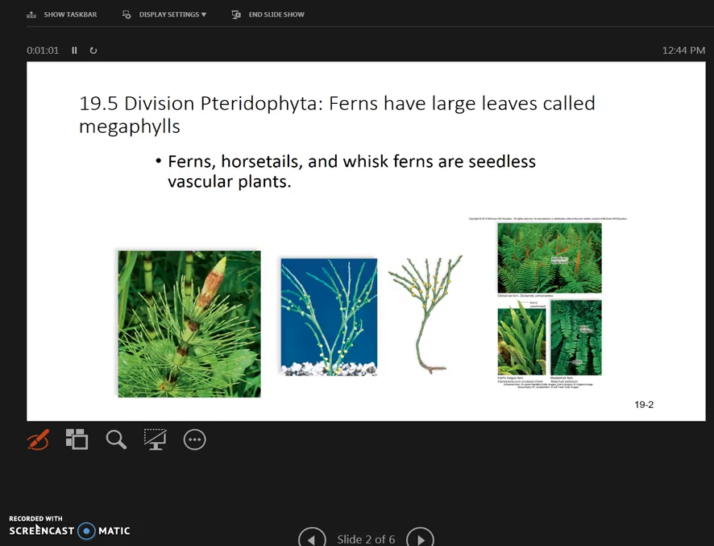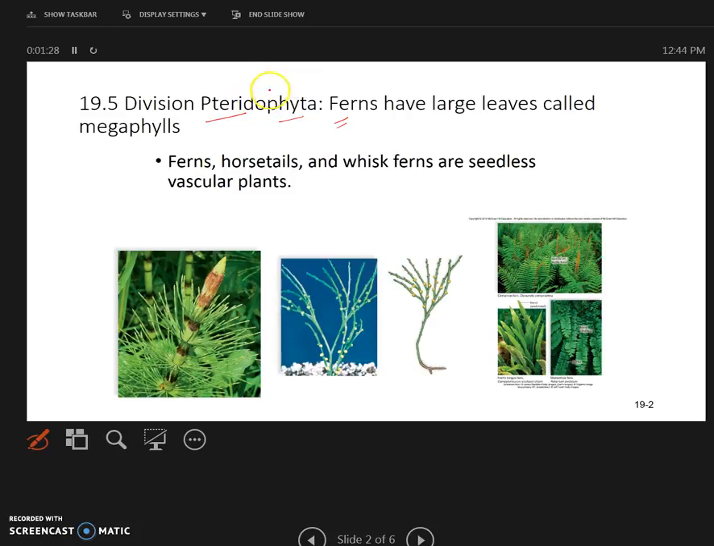Alright, we are going on to the next division under plants, and the next division is Pteridophyta. So Pteridophyta, the P is silent, okay? So here you're familiar with the ferns. Ferns belong to pteridophytes. And the pteridophytes include ferns, horsetails, and whisk ferns.